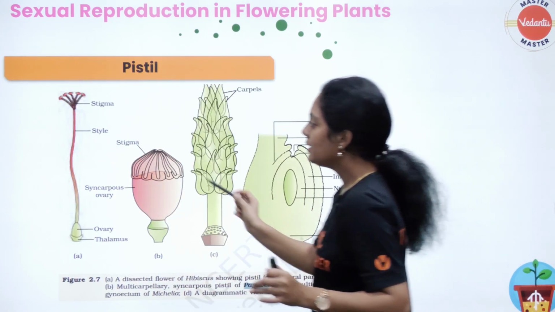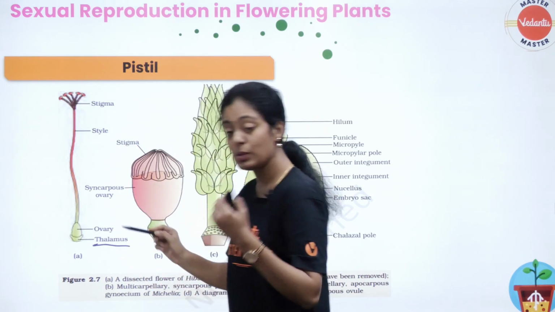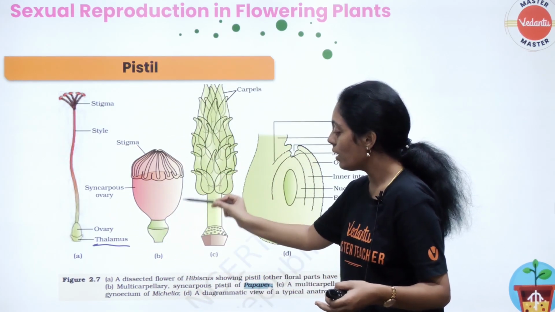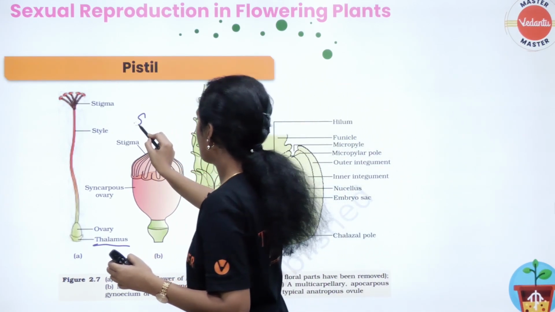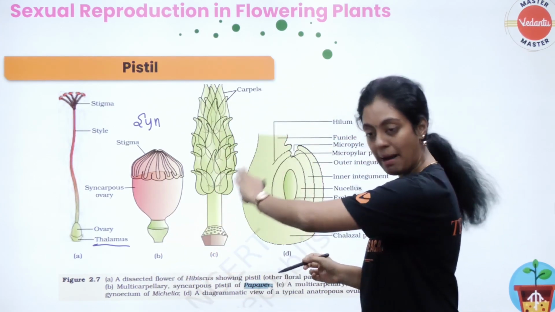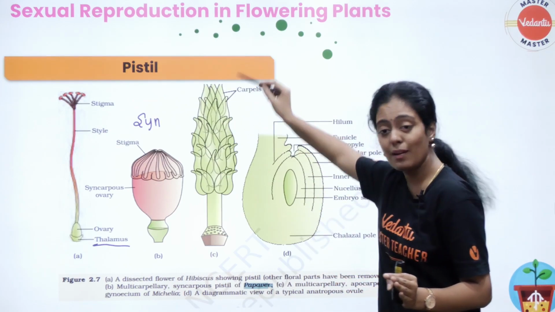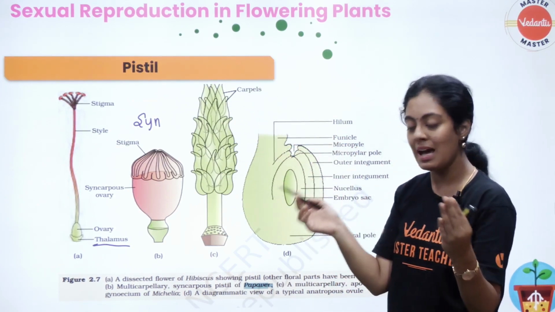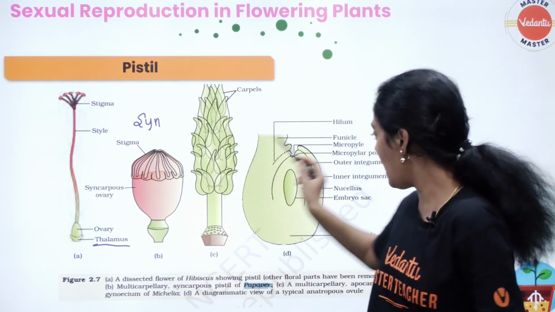So look here, this is your stigma, this is the style, and you have your ovary, which is placed on the thalamus. This is your multicarpellary. This one is syncarpous. You can see all the carpels are fused, so the example is Papaver. Examples are very important. Here you can see the carpels are free, the example is Michelia.